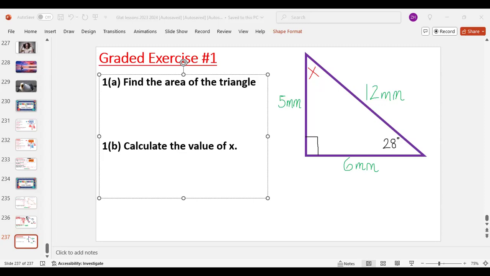Who else is finished with the first one? I'm done. Okay, if you finish with the first one, I put the second one inside the slide. For this one, I just want you to find the area of the triangle. Just find the area of the triangle, okay? Do you want us to draw it? Yeah, draw it as well.